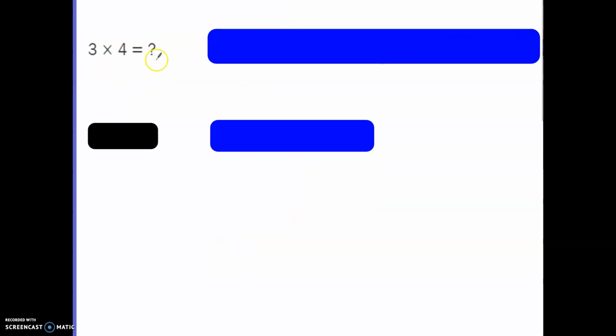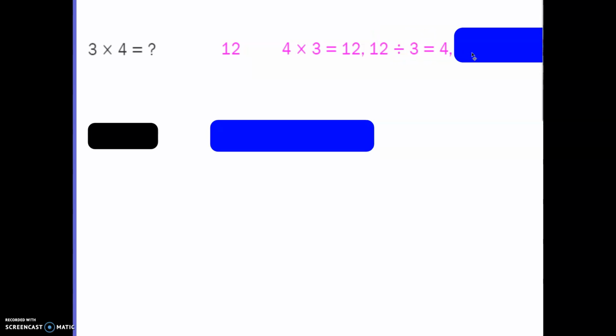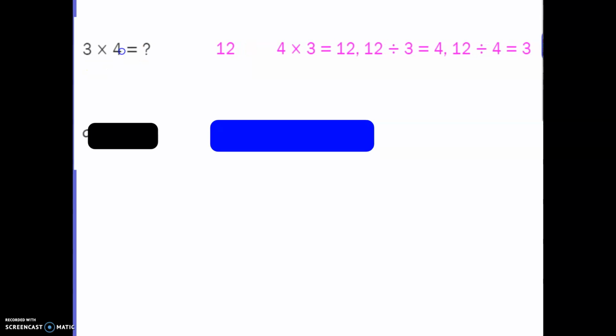Write down the answer and all the other facts in the fact family for 3 times 4. Come back when you have that finished. 3 times 4 is 12. The other facts in that fact family are 4 times 3 equals 12. Those are the 2 multiplication problems. Now I'm going to show you the division problems. 12 divided by 3 equals 4. 12 divided by 4 equals 3. Remember, we have to use the same 3 digits: 3, 4, and 12 in all of those problems.